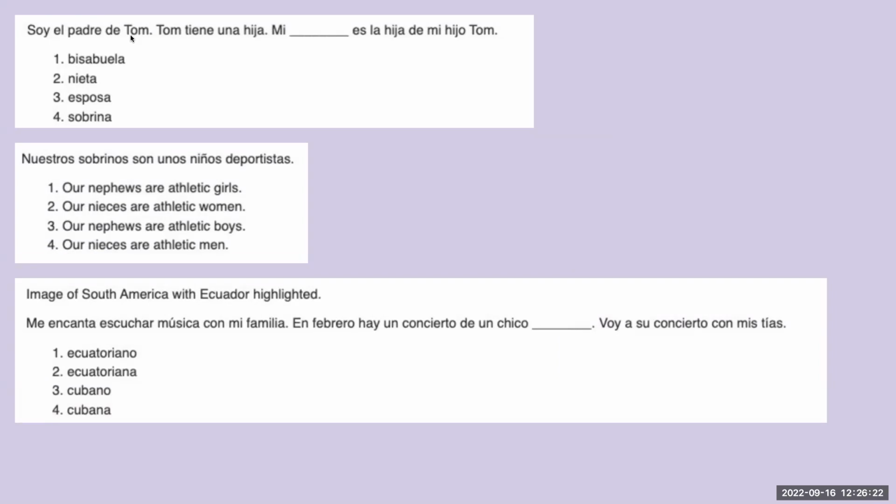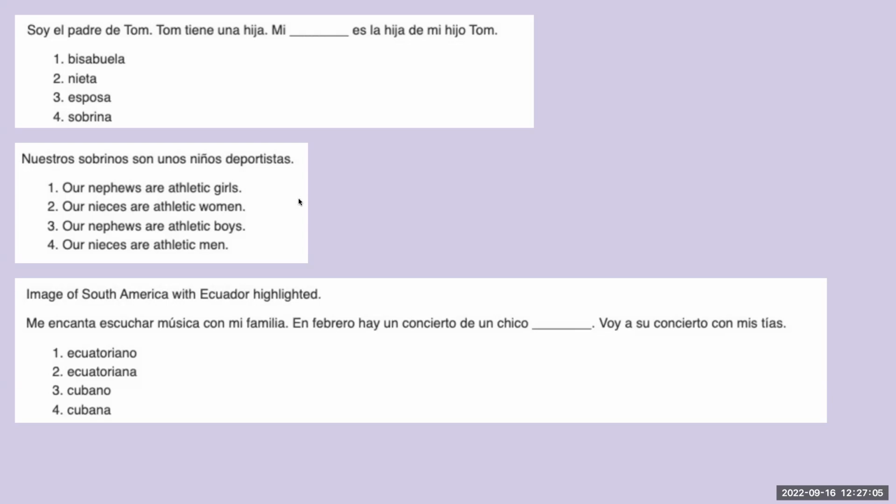Soy el padre de Tom. Tom tiene una hija. Mi blank es la hija de mi hijo Tom. Is it bisabuela, nieta, esposa, sobrina? Which one would it be? Mi blank es la hija de mi hijo Tom. Grass is 2, nieta, that's correct, granddaughter.